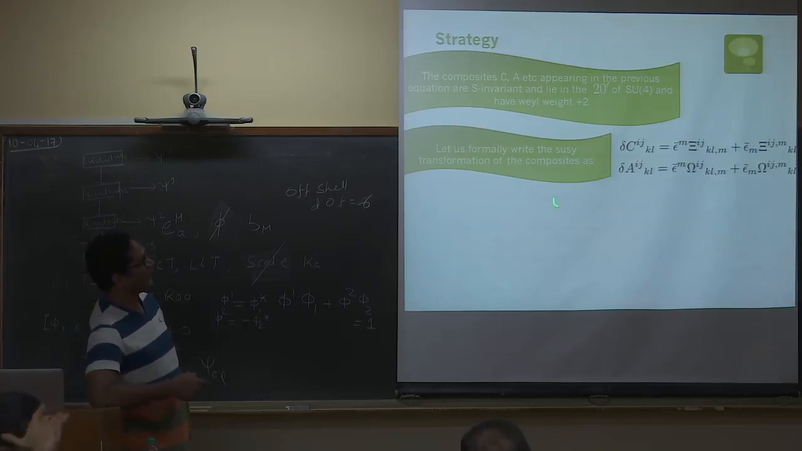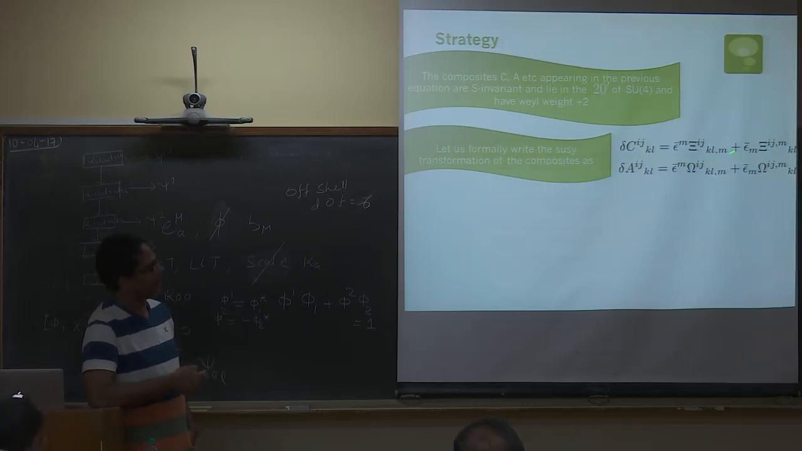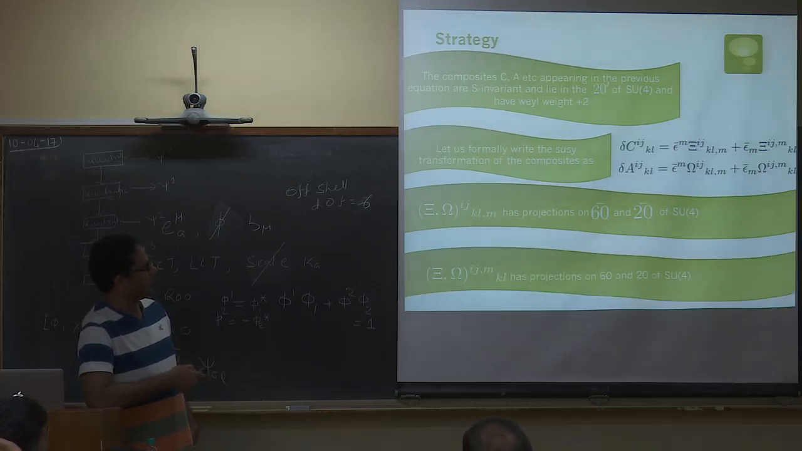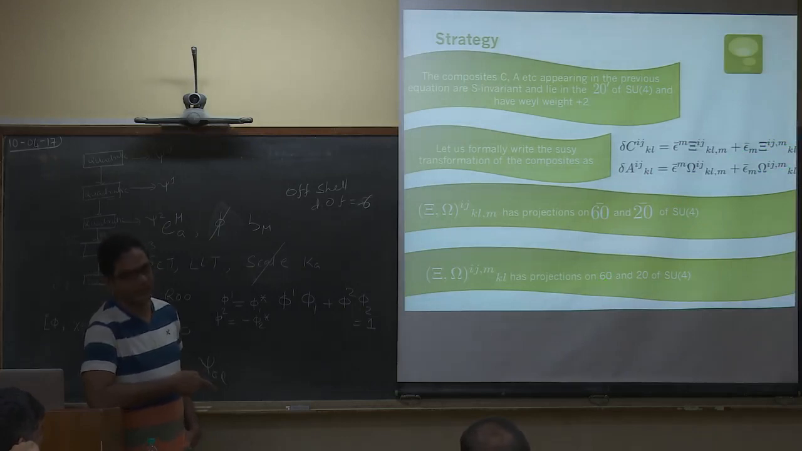So this is the strategy part, so I can just rush through it. Whatever Cijkl, Aijkl are, they are some composites. Under supersymmetry, they will go to something like this. And this psi and omega will have projections. So this psi, where the m is low, will have projection on 60 bar and 20 bar of SU4, because epsilon upper m transforms in the 4 of SU4, so this will be the 20 prime cross 4 bar, and that will give you a 60 bar and 20 bar. Whereas the other ones, where the m appears up, will have projections on 60 and 20 of SU4.